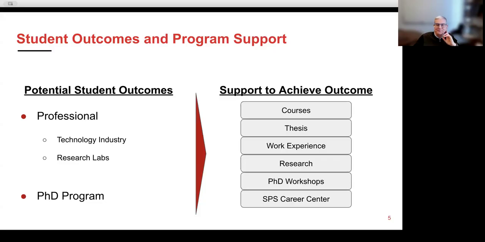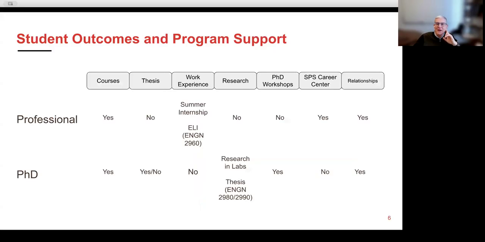If we go to the next slide, the idea in this slide is really just to show that there are ways to think about these different activities or support so you can achieve your professional outcome. What I would say is, obviously from a course perspective, yes. From a professional perspective or a PhD perspective, it's important because everybody wants to see what kind of courses you take and what skills you developed in those courses. So that's totally appropriate.